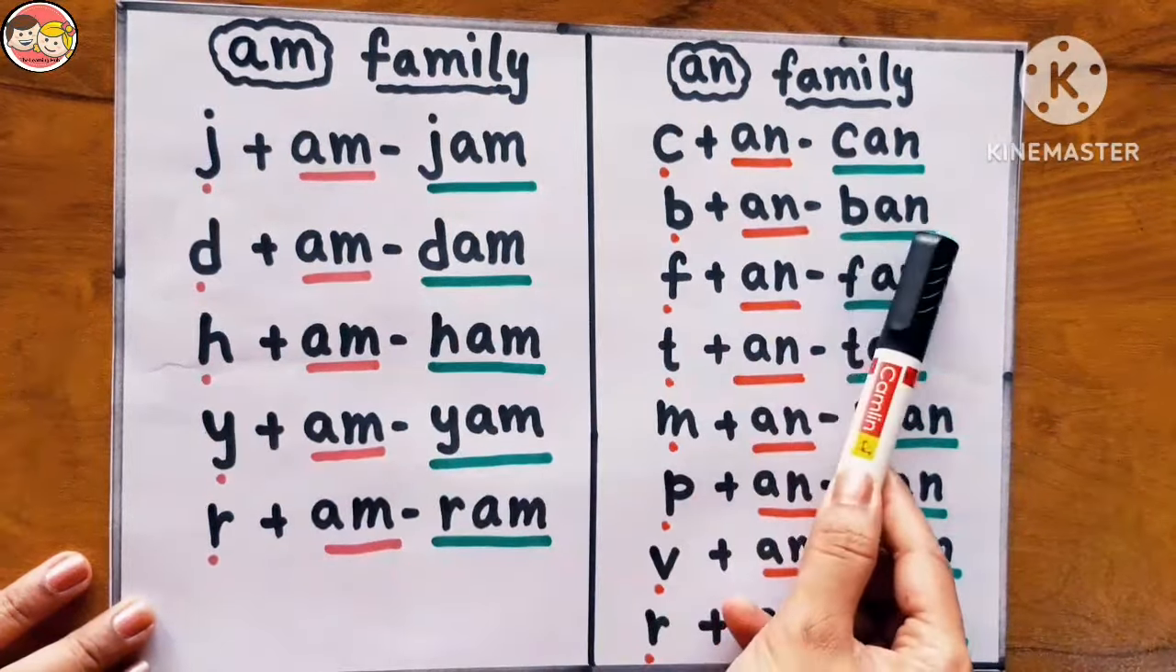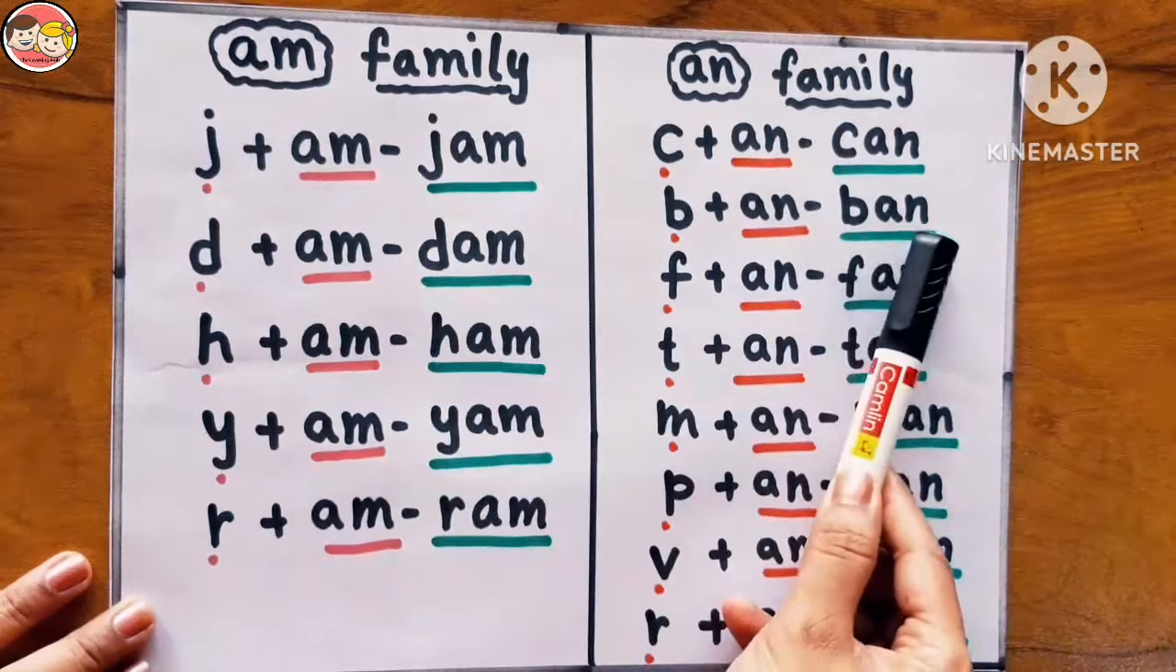Ad, ad. And these are all ad family words. Let's read. D, ad, dad. B, ad, bad. S, ad, sad. H, ad, had. P, ad, pad. L, ad, lad. M, ad, mad.